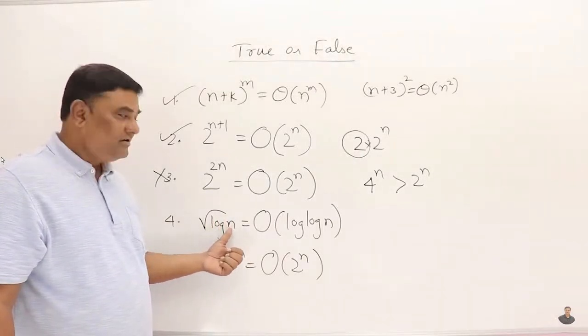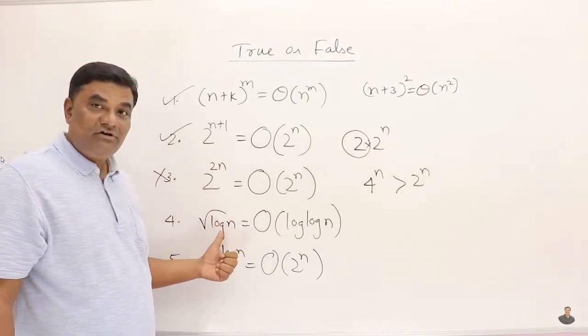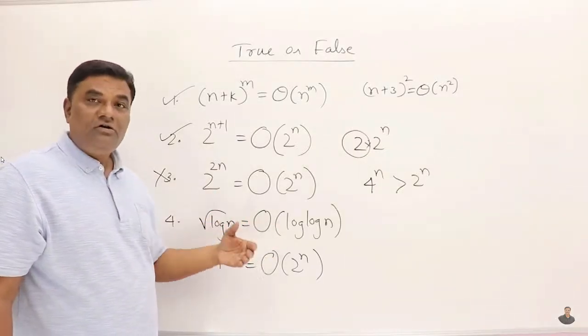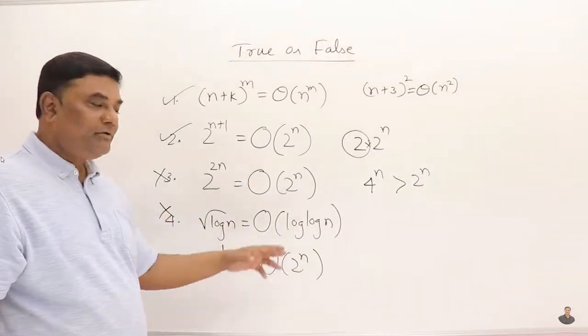This is the root of log n. This is log of log n. Which one is greater? You apply log on both sides and check it. If you apply log, you get what? 1 by 2 log of log n, and there, log of n. Still smaller. So that cannot be an upper bound. This is the greater value, that's the smaller value. A smaller value cannot be an upper bound.